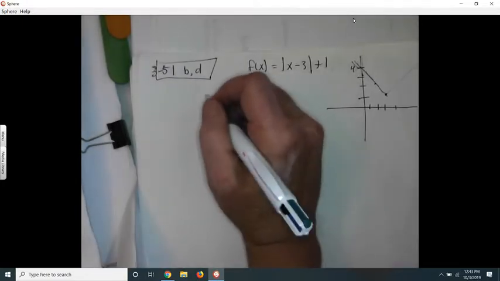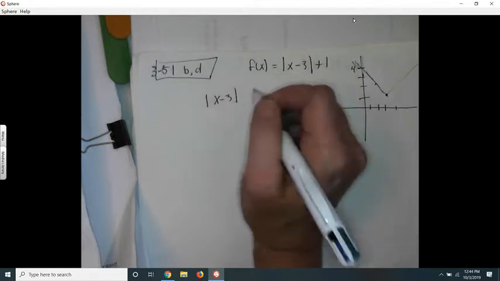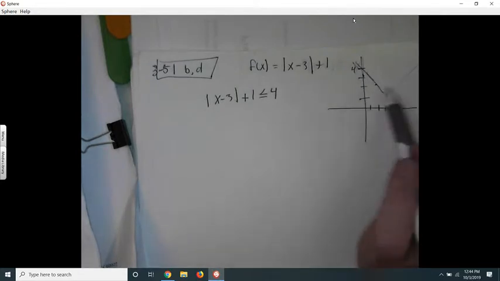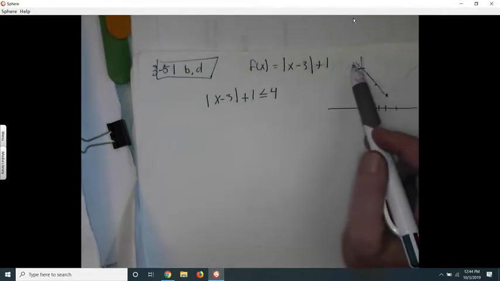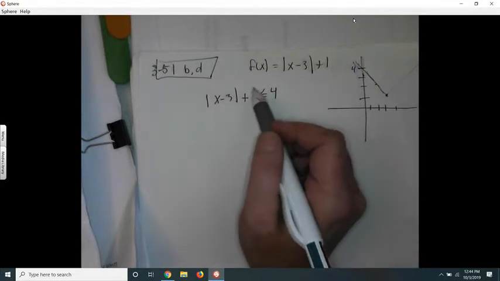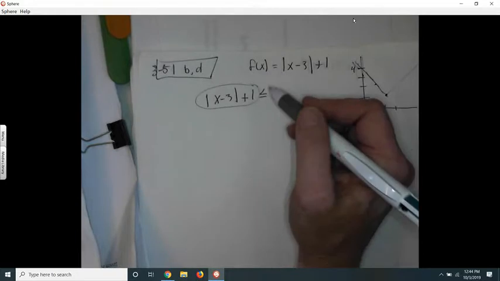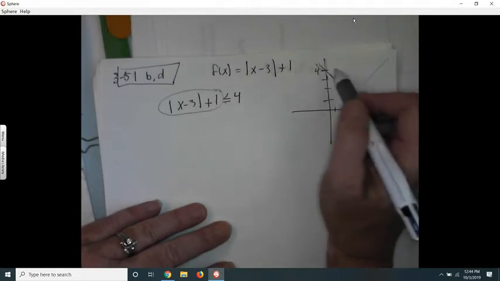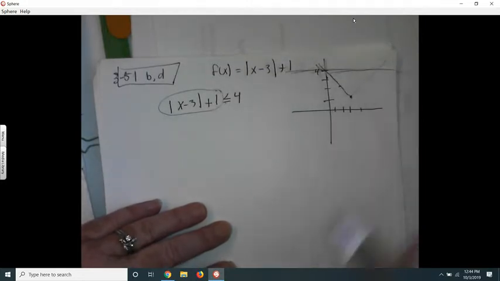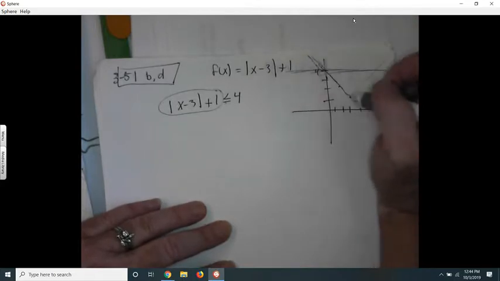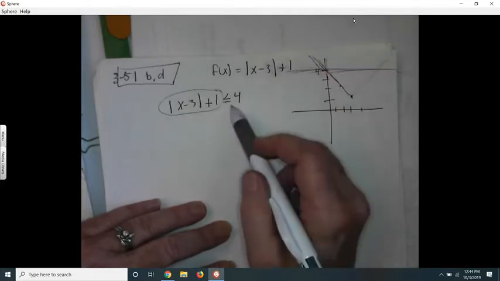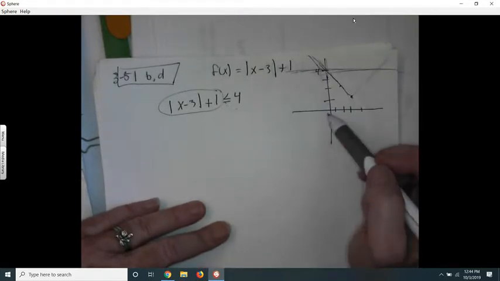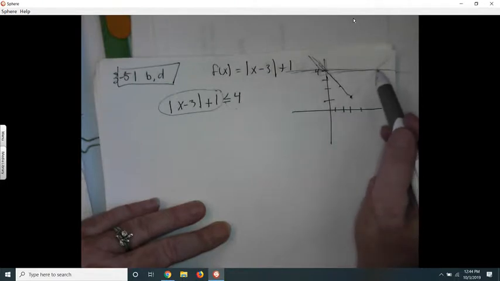So if I had |x - 3| + 1 less than or equal to 4, they're making a point to tell me to look at this graph. What this says is that everything on the left-hand side is less than 4. So I can just do it by looking at the graph. When is this V-shaped absolute value graph lower than or less than 4? It's when x is between 0 and whatever this point is.